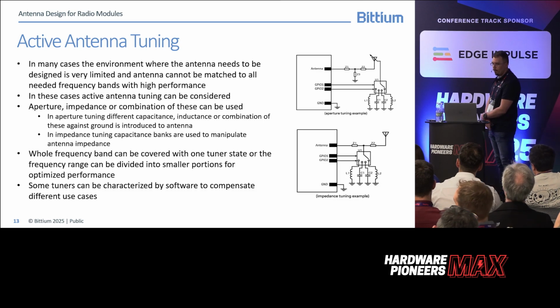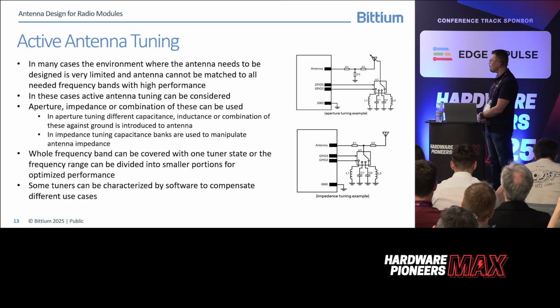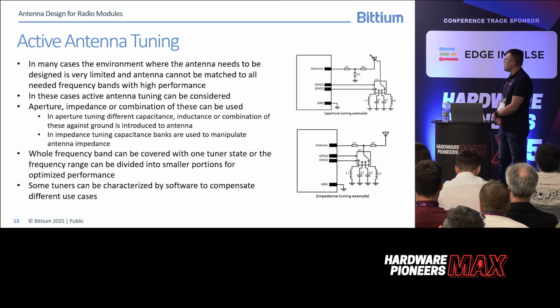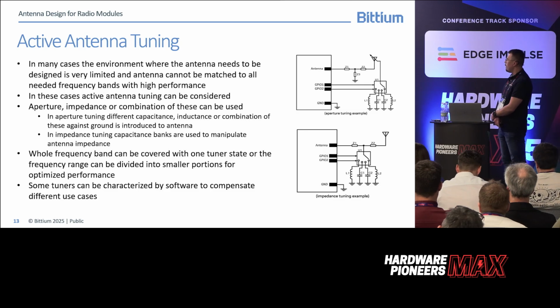And most of the high-end mobile phones are using some kind of active tuning to support the worldwide connectivity of the device. When you are using this active tuning, the whole frequency band can be covered with one tuner state, or the frequency range can be divided into smaller portions for optimized performance.